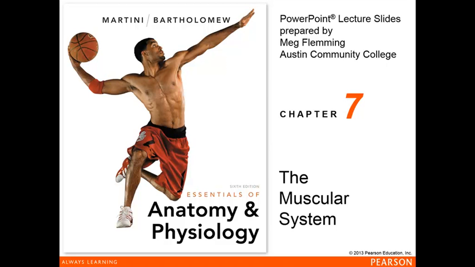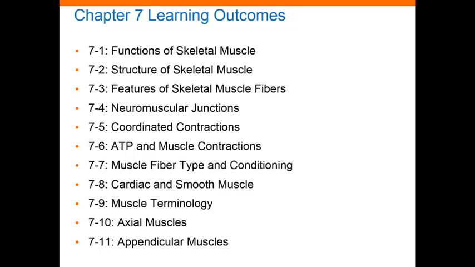This is the first recording for Chapter 7, the Muscular System. In this chapter, we will be discussing the functions, structures, and features of skeletal muscle fibers, and discuss the neuromuscular junction at a skeletal muscle fiber. We then discuss coordinated contractions and how ATP plays a role in muscle contractions.